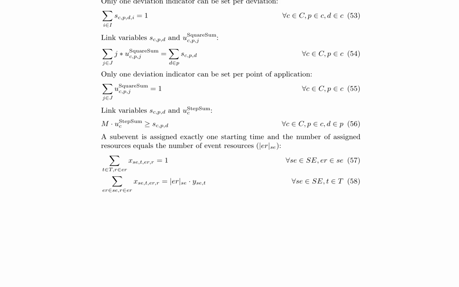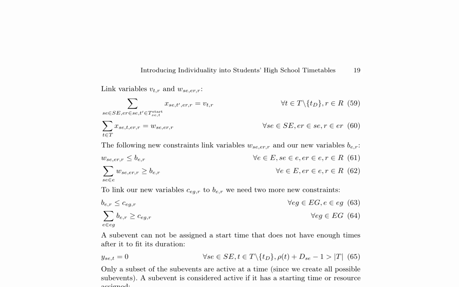The model also includes constraints for subevents, ensuring that each subevent is assigned exactly one starting time and the number of assigned resources equals the number of event resources. The ILP formulation provides a comprehensive framework for solving high school timetabling problems, incorporating individual school needs and constraints. By adapting this approach to incorporate reinforcement learning, the authors aim to improve the efficiency and effectiveness of high school timetabling. The research paper discusses the optimization of high school timetables, focusing on introducing individuality into student schedules.